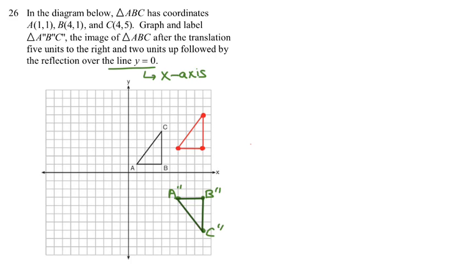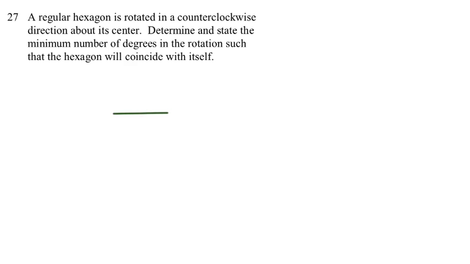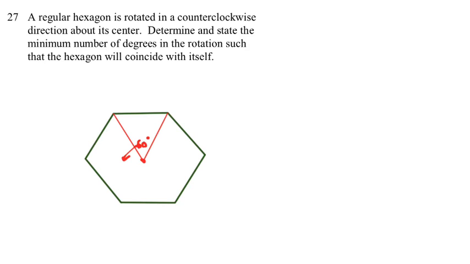Alrighty. So let's move on to number 27. A regular hexagon has been rotated so that it will become itself. So that means we have to rotate it that much, which is a 60-degree angle. If you rotate it by a 60-degree angle, then the first side becomes the second side, the second becomes the third side, and so forth and so on. Alrighty. So therefore the answer is 60 degrees.